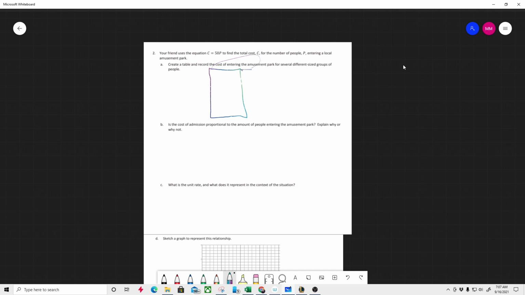Probably make the table bigger. All right, so just so you know, C is the outcome. So C goes here, it's like the Y. And then P, that's the input, so it goes here, it's like the X. Just so you know. And it just says several, so that means like 3. We can go 4.